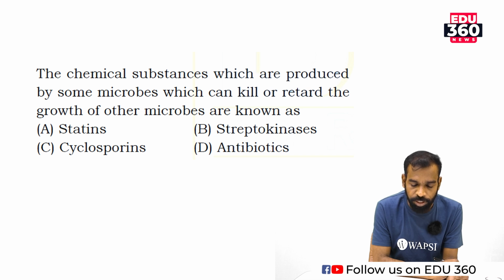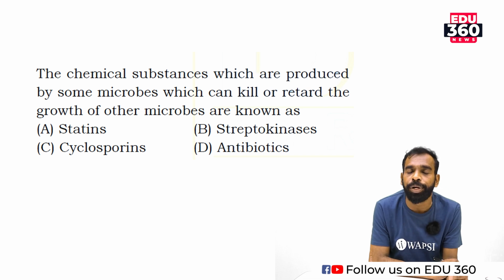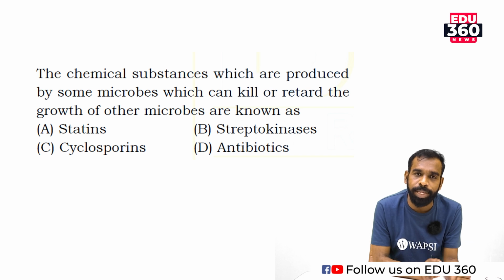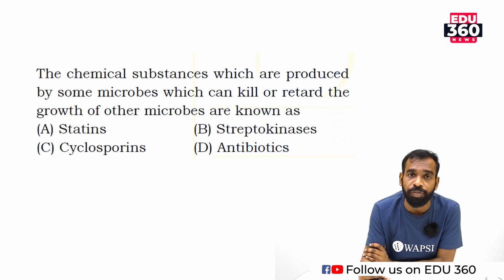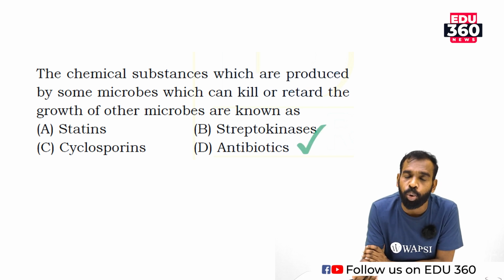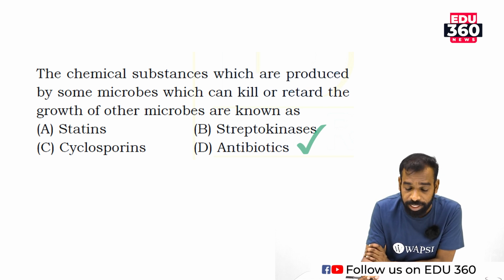The chemical substances produced by some microbes which can kill or retard the growth of other microbes are known as: option A, statin; option B, streptokinase; option C, cyclosporin; option D, antibiotics. What are antibiotics? Antibiotics are biochemical substances synthesized by some groups of microorganisms, used to kill or retard the growth of other harmful microbes. So option D is the correct answer.